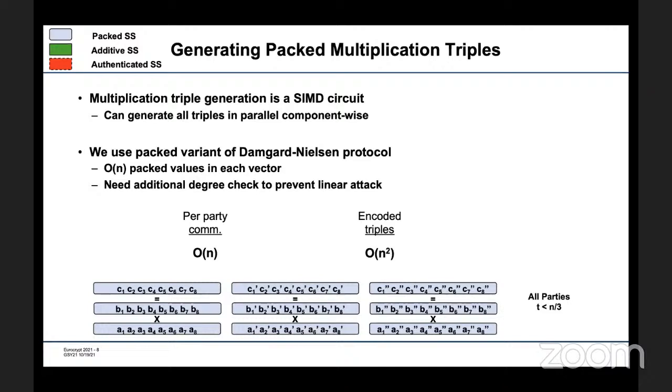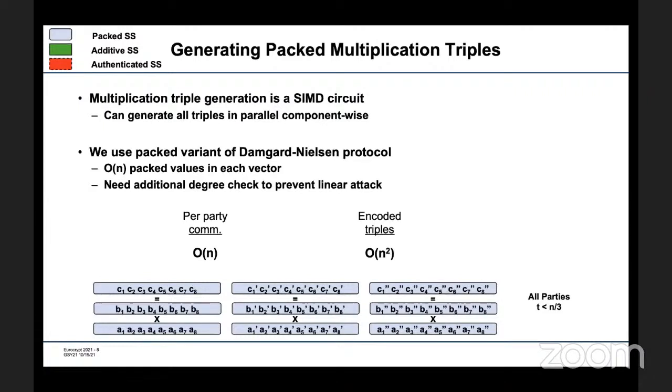Now, there is a little bit of a caveat: just using packed sharing with Damgård-Nielsen doesn't quite work. We have to do a little additional work to prevent a linear attack. And if you want to know about that, there's a description in the paper. But the point is that in the end, we get per party communication O(n) to produce O(n²) encoded triples.